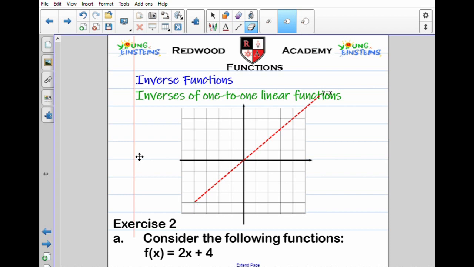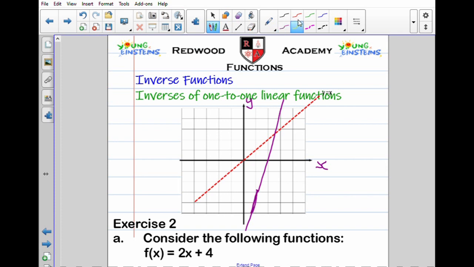Okay, so let's move on now to the actual work for today. So we're looking at inverses of one-to-one linear functions. All right, so a linear function, remember, is a straight line. Okay, I'm just going to draw one here. All right, so that's my y-axis, that's my x-axis, and I'm going to draw something like that. Okay, all right, so that more or less is a straight line graph.